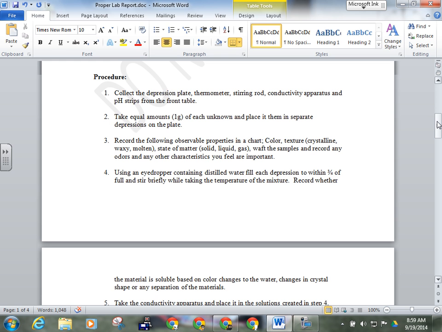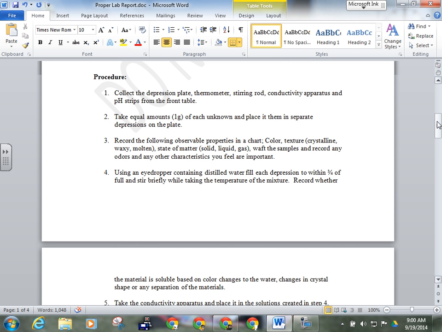All right, record the following observable properties in a chart. Color, texture, okay, and by texture I mean crystalline, waxy, or molten. Okay, state of matter, solid, liquid, or gas. Waft the samples and record any odors or any other characteristics you feel are important. Okay, so that even gives the experimenter a little bit of personal leeway.